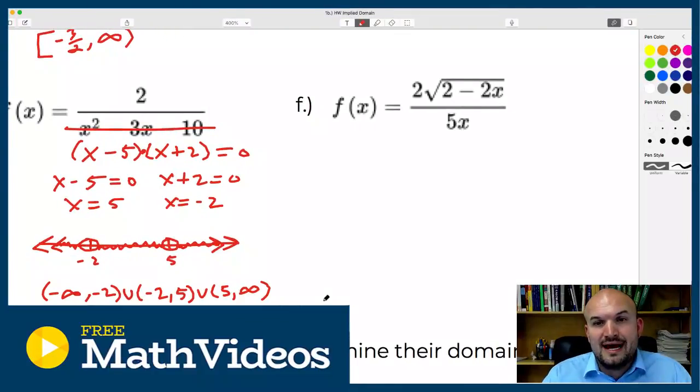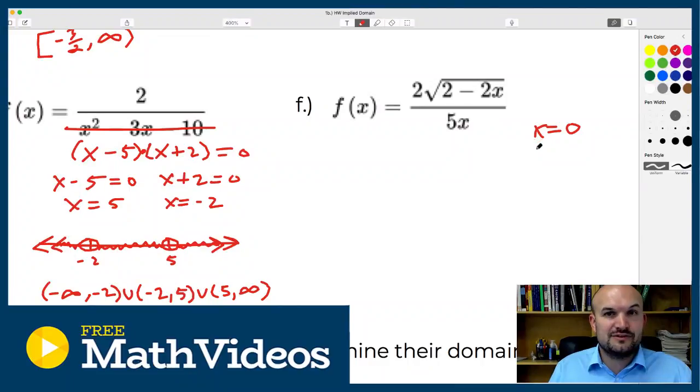So in this example, if you set the denominator equal to 0, you see that x cannot equal 0. So rather than doing all that work, I know when x equals 0, that's not in the domain, because I want to focus on this one, 2 minus 2x. So again, we have a radical, so we know that our radicand has to be greater than or equal to 0 for our domain.